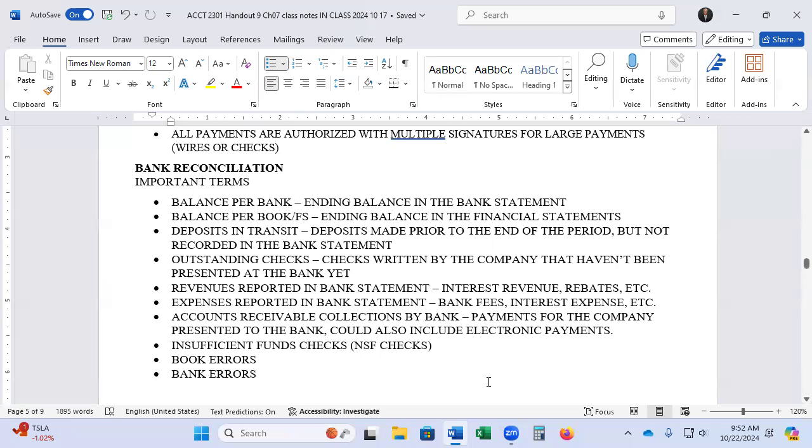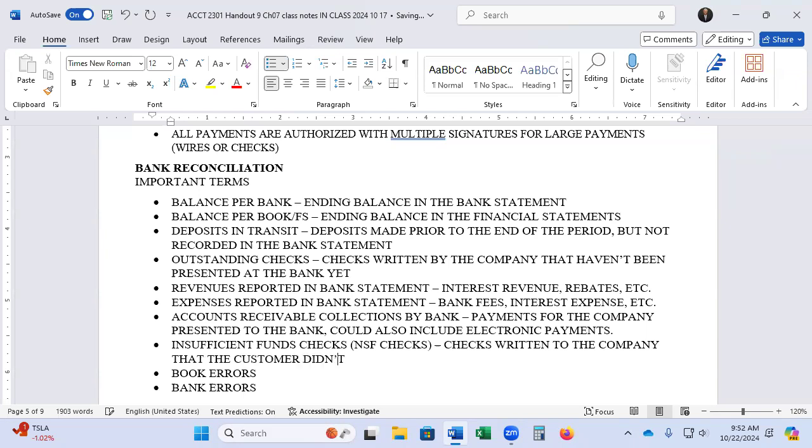Okay. Insufficient funds checks. These are checks written to the company that the customer didn't have enough funds in their account to cover. So the payment is rejected.